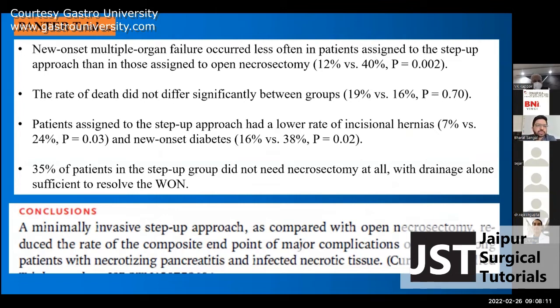The PANTER trial showed that new onset multiple organ failure occurred less in patients who underwent the step-up approach. This was significant, 12% versus 40% in the open necrosectomy group, although the rate of death did not differ significantly. The patients assigned to the step-up approach had a lower rate of incisional hernia and new onset diabetes. Another important finding was that 35% of patients in the step-up group did not need necrosectomy at all, and were drained sufficiently with just PCDs.